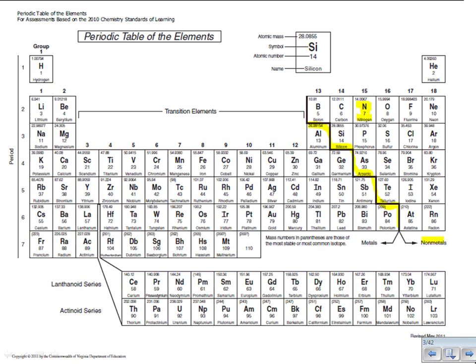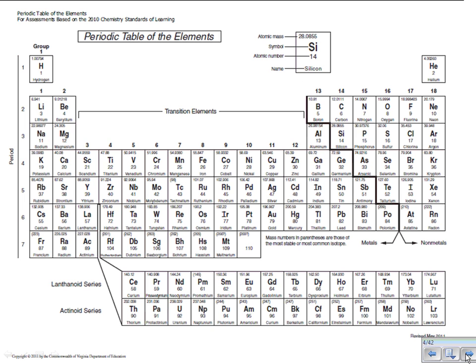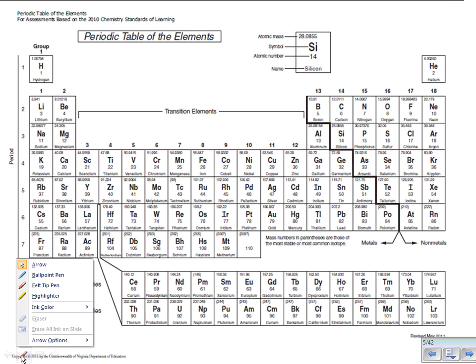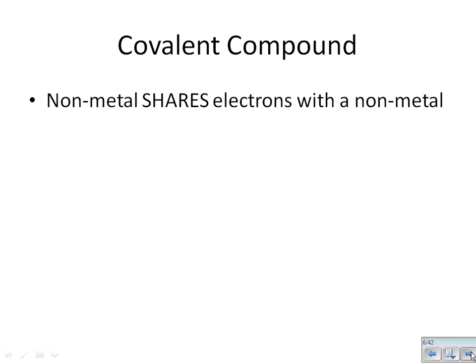Okay, let's go back and figure out what it is bonded to. Nitrogen is bonded to O, which is oxygen. And if we go back to our periodic table, oxygen is right here, element number 8 in group 16, right next to nitrogen. It is also a nonmetal. So we have a nonmetal bonded to a nonmetal. That is a covalent compound.